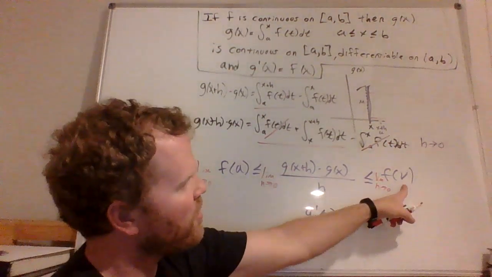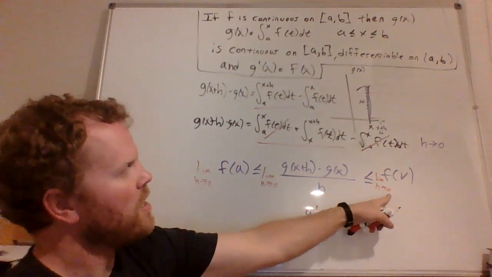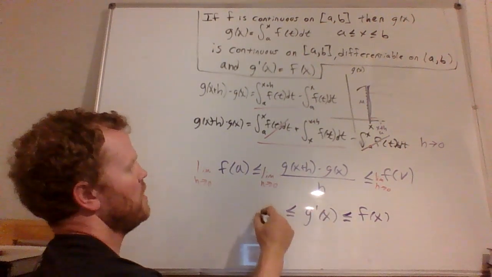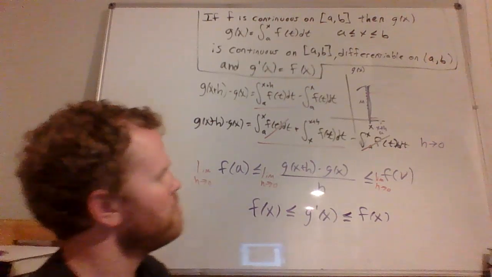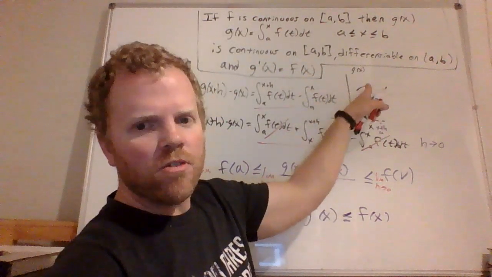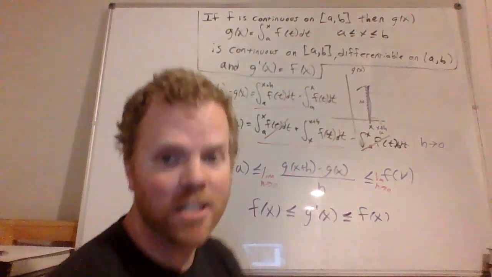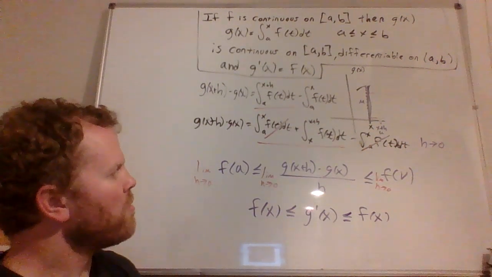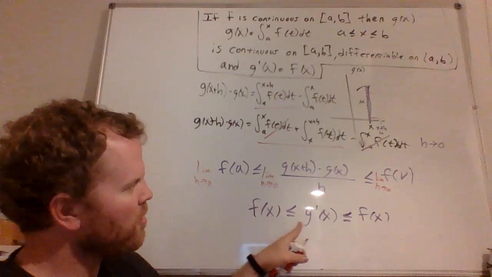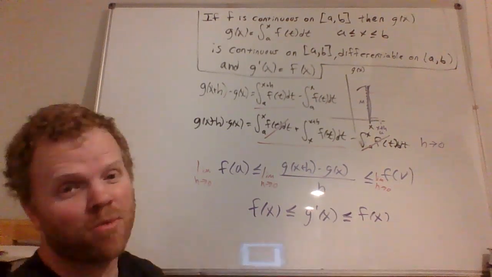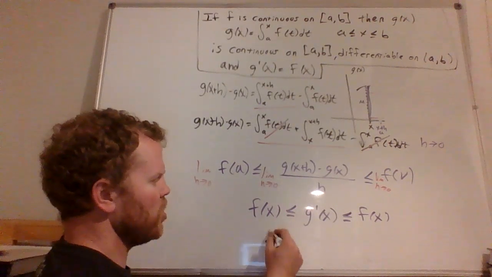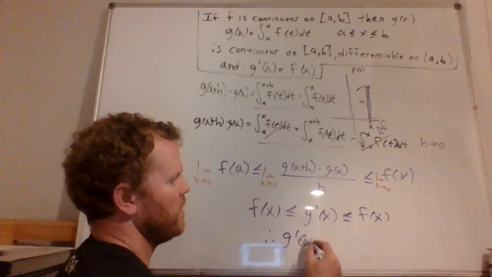So what's weird are these two limits. These two limits are both f of x. If we shrink the window down small enough, the only value that's relevant here is x, and x is responsible for both producing the min and the max. So what we've got is that f of x is less than or equal to g prime of x, which is less than or equal to f of x, which kind of only makes sense if g prime is equal to f.